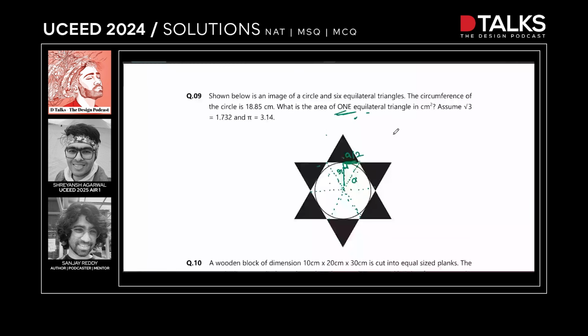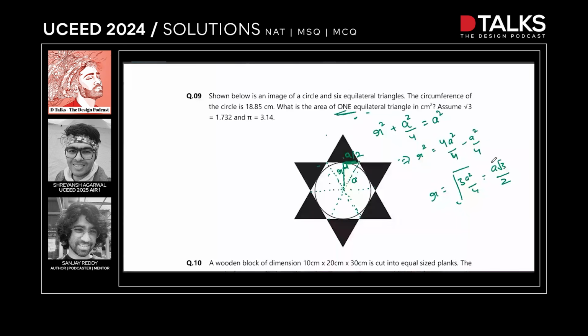So again, we use our age-old theorem, the Pythagoras theorem. So r square plus a by 2 square, so that's a square by 4, will give you a square. I applied this on this particular triangle. This means r square is equal to 4a square by 4 minus a square by 4, which gives you r equals root of 3a square by 4, which is a root 3 by 2.